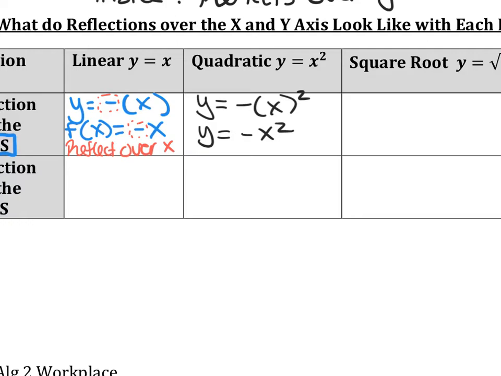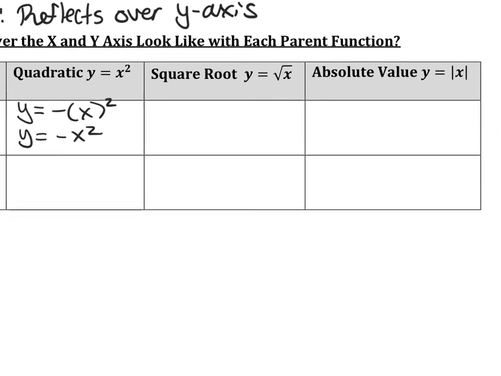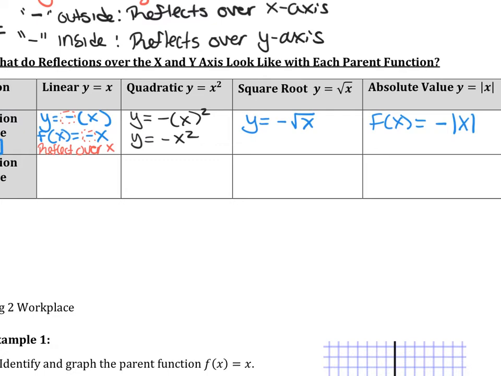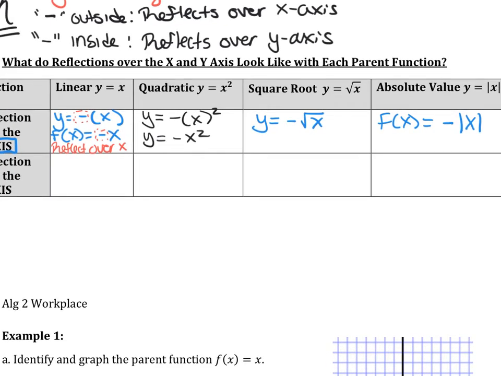And then square root and absolute value, again, is a little more obvious as to what constitutes being outside. It's going to be right in front of the square root and absolute value symbol. So y equals negative square root of x, or f of x equals negative absolute value of x. So the negative sign is just not inside the square root, or it's not inside the absolute value symbols. Okay, so again, negative on the outside reflects over the x-axis.